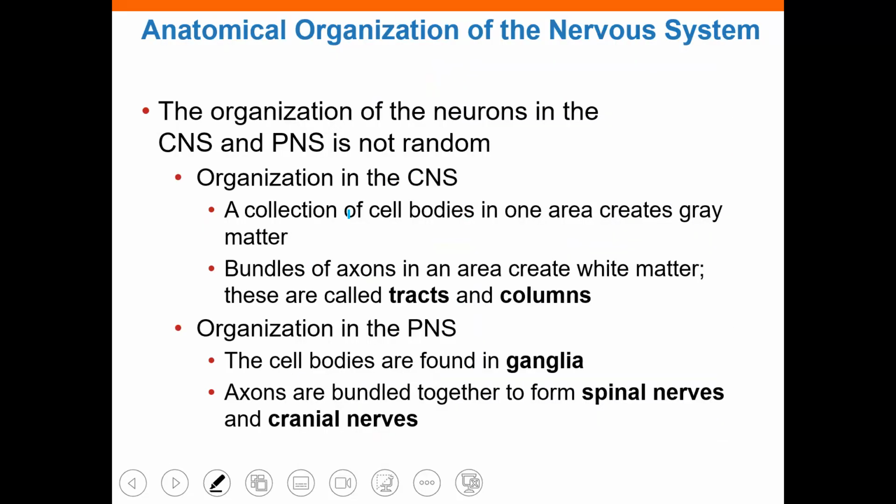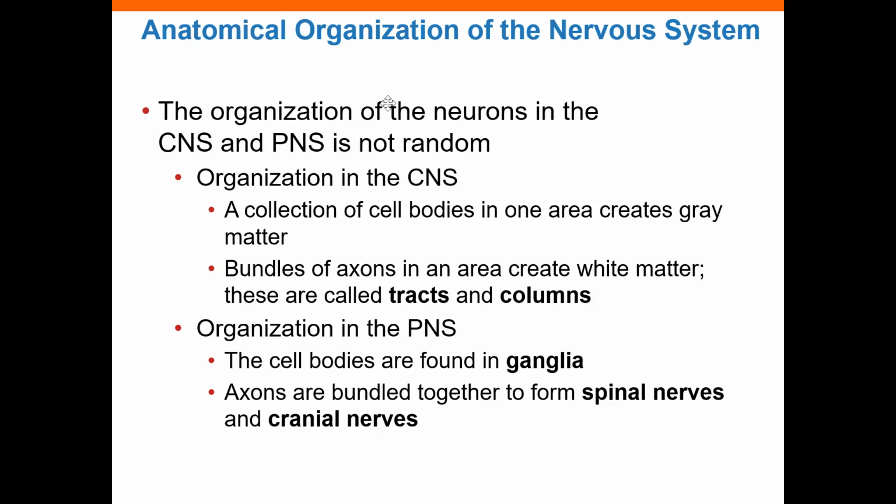The organization of the neurons in the central nervous system and peripheral nervous system is not random. In the central nervous system, we see a collection of cell bodies in one area, creating the gray matter. What makes white matter white is the myelin. The gray matter is going to be the cell bodies and dendrites. Bundles of axons in an area create the white matter. We're going to call these tracts or columns.